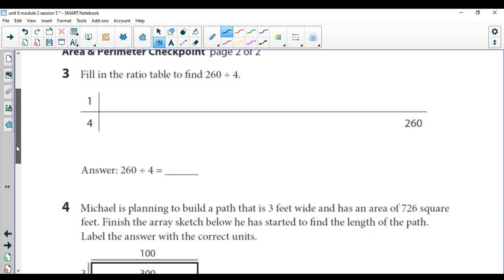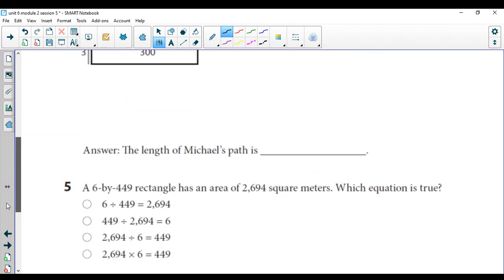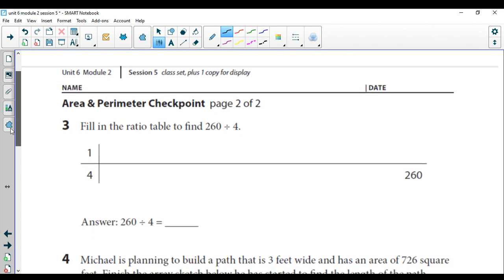Okay, number 3. Let's see how many there are. There are only 5 problems. So number 3, here we go. This is a ratio table. Fill in the ratio table to find 216 divided by 4. You can look at it like this, you guys. What's the unknown dimension? 4 times what is going to give you 260. So now would be a good time to pause and then copy this ratio table and fill it in.